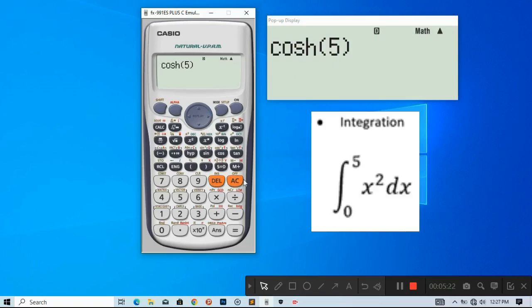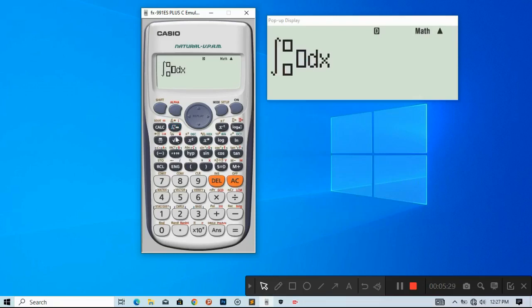To integrate this function, you'll punch the integral symbol, punch x squared, and then the lower boundary, which is 0 and 5, for the upper boundary, and then press equals to solve. This gives us 125 over 3.